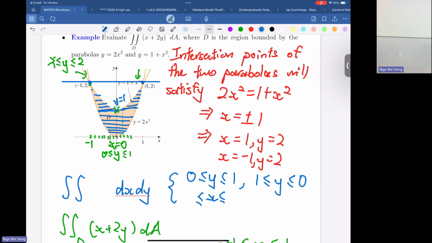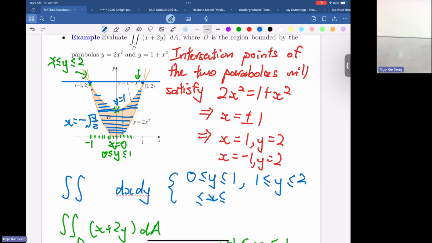So if you do it from 0 to 1, when you look at y from 0 to 1, what is the left bound and the right bound? What's the bound for this side of the curve? Minus square root of y over 2. Let me think. Yeah, y over 2. Okay. You know how to get this?